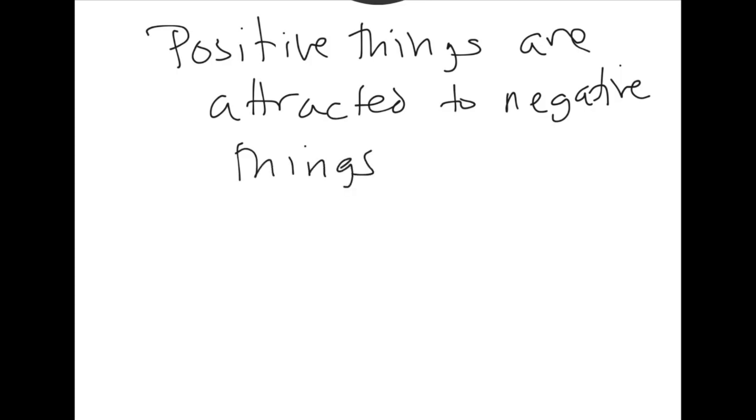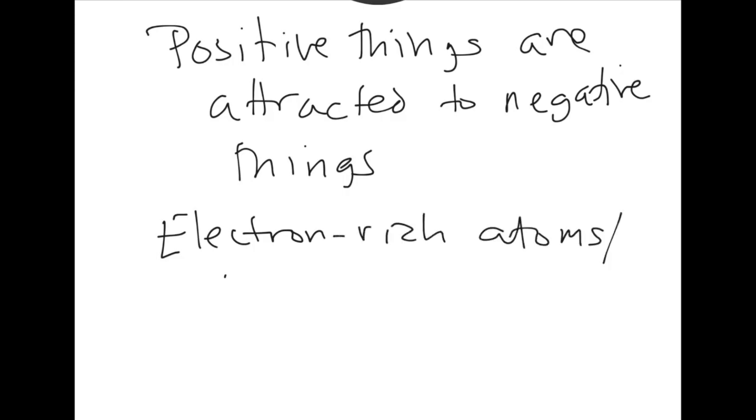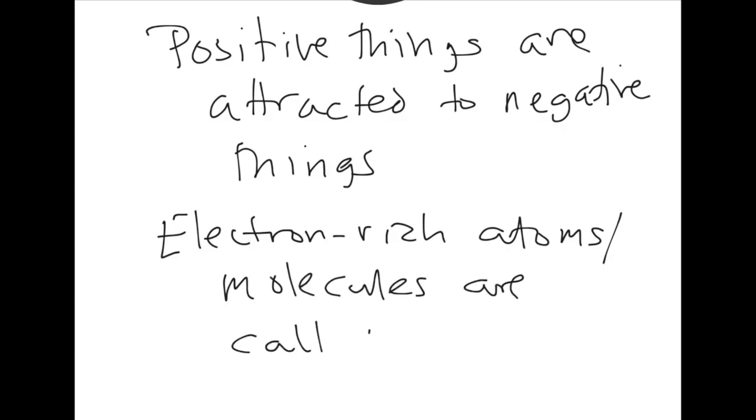And that's basically it. Positive things are attracted to negative things. Now, of course, we have to science that up a little bit. We can't just be like, oh, the positive thing and the negative thing, blah, blah, blah, right? So, electron-rich atoms/molecules are called nucleophiles. So things that have extra electrons are called nucleophiles.